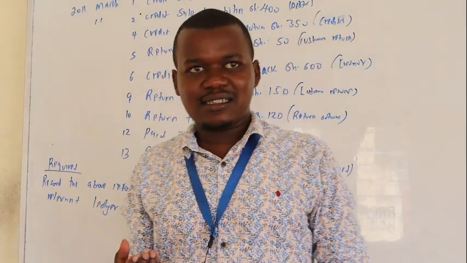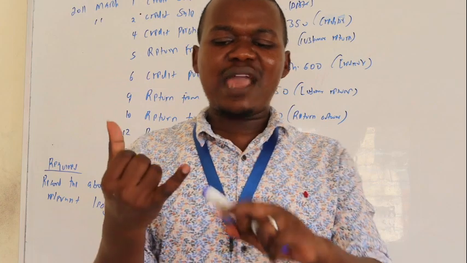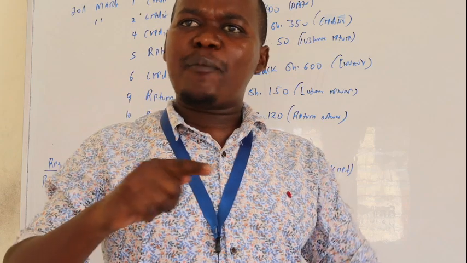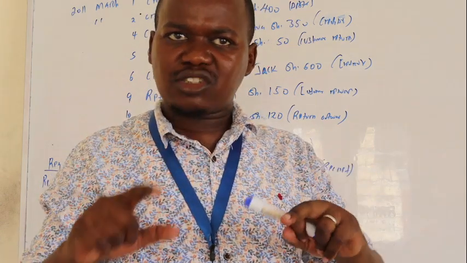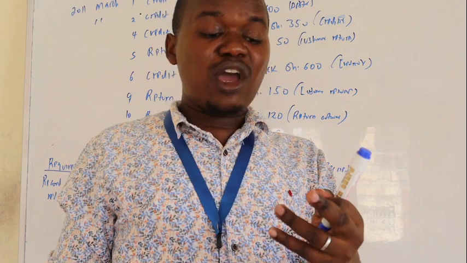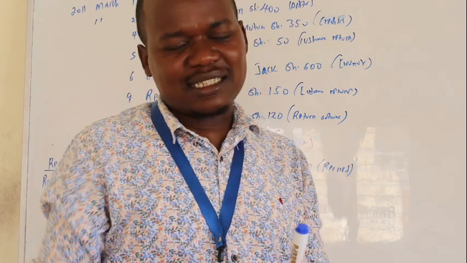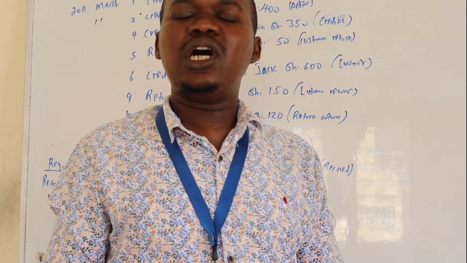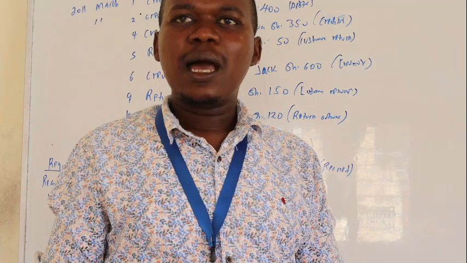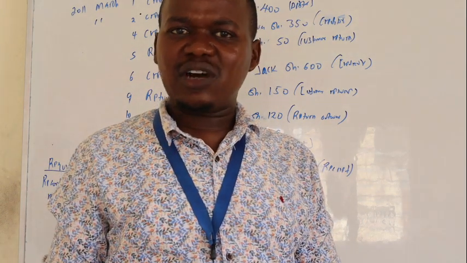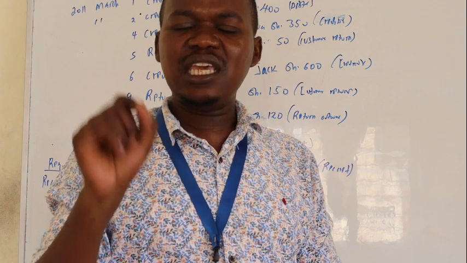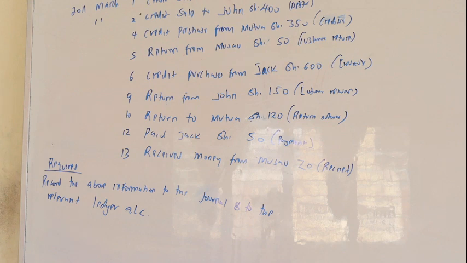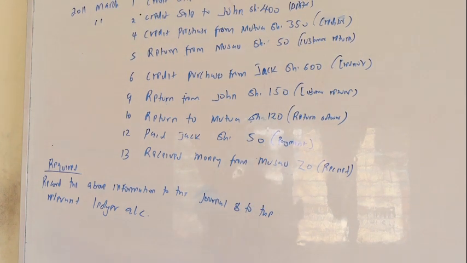Then for the ledgers, to be brief, we have the sales ledger, where we open individual accounts of the debtors. We open individual accounts of creditors in the purchase ledger, and then we open the sales account, purchase account, returns inward account, and returns outward account in the general ledger. So let's do it, and you follow.